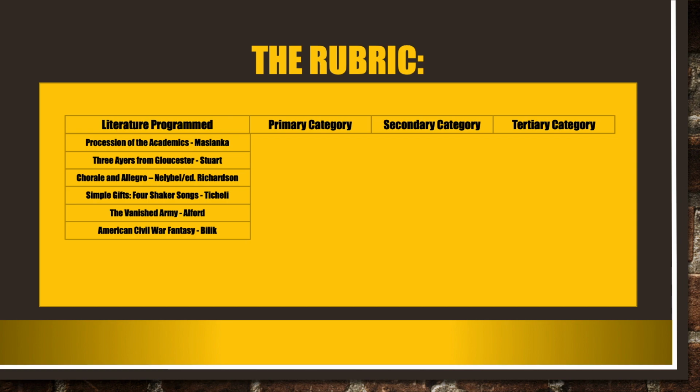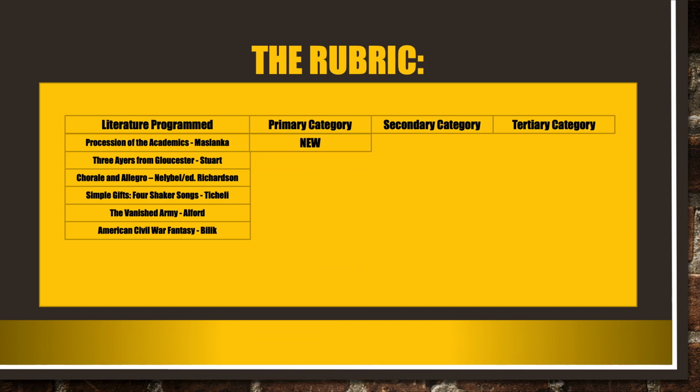All of these are relatively well-respected and often played pieces. Some of them have fallen by the wayside. You don't hear the Bilik as often anymore, and the Nellie Bell is unpublished. Hopefully it will be published soon. But let's look at what I classified as the primary categories for this music. Now, this is the order in which we performed each of these pieces, so that's the reason that it's in this order. And let's see the categories that I put on it.